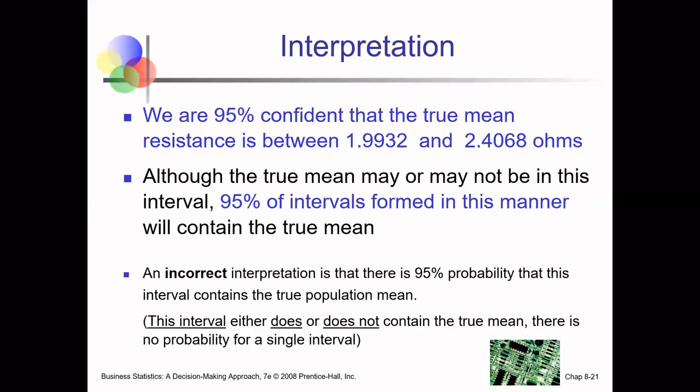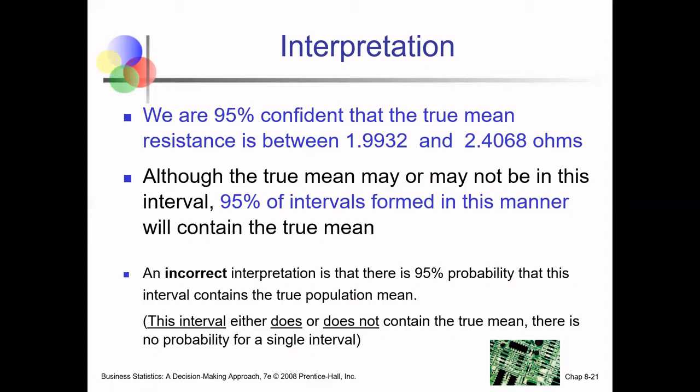The easy interpretation is we are 95% confident that the mean resistance lies between this value and this value. Although the sample mean may not be in the interval, it's very clear-cut. It doesn't mean that if we take a sample, the value of the sample will lie between this interval.